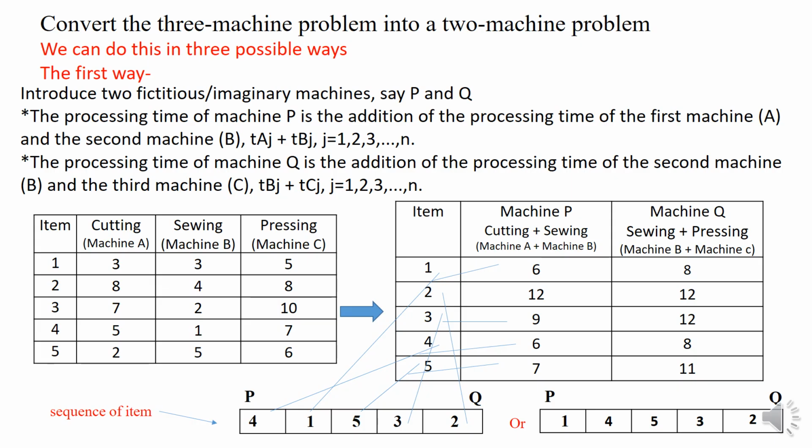So in this way we can develop the sequence of jobs. See that here the minimum processing time among these we identify is 6. 6 appears in both item 1 and item 4, so we can start from item 4, or we can start from item 1. Then we can calculate the minimum processing time.